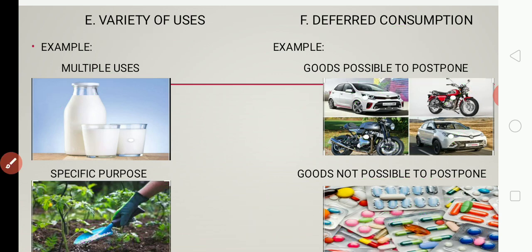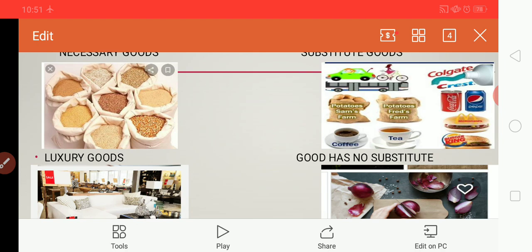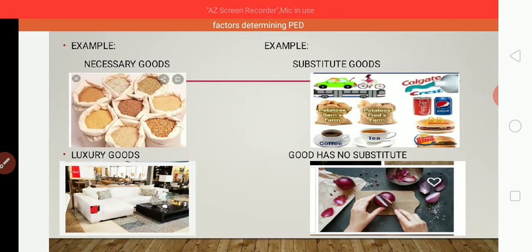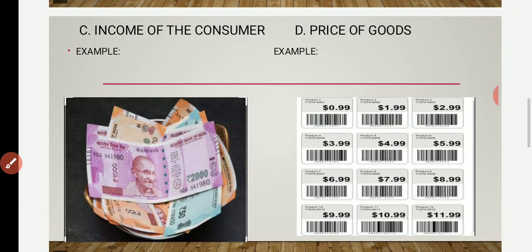So these are the factors determining the price elasticity of demand. Once again, let's go back over the main points. For necessary goods, the price elasticity of demand will be inelastic. For luxurious goods, it will be elastic. For the availability of substitutes, the price elasticity of demand will be elastic, and here it is inelastic.